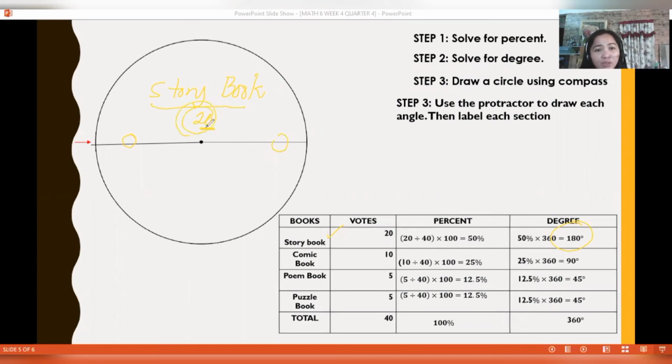Or if hindi mo sinulat yung 20, pwede mong isulat ay 50%. So any of the data or kung ano yung original na given data, yun ang isulat ninyo. Dahil originally, ito yung data natin. So, pwede mong isulat storybook, 20. Ayan. Next.